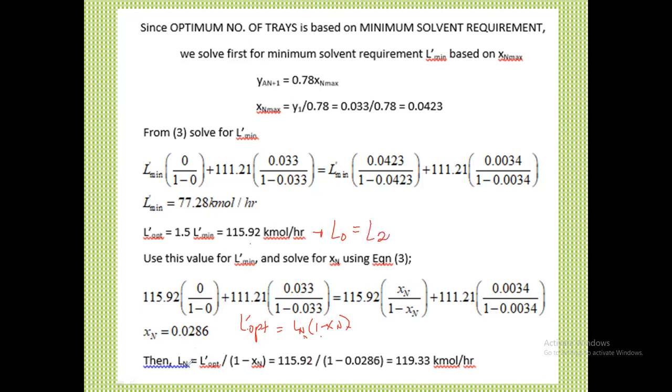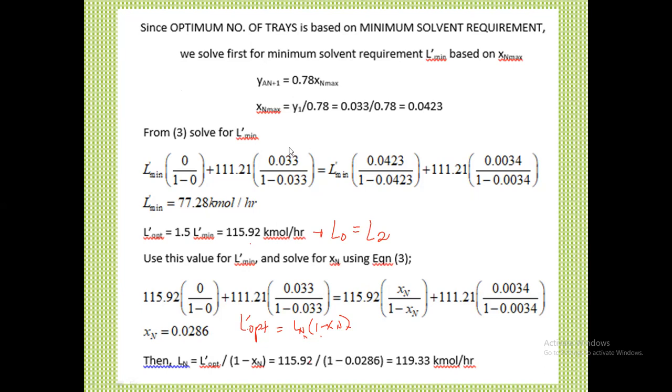Why compute the new L sub n? Because you have a new L sub 2. You will need this in determining the gas absorption factor A. So as such, it is needed that you determine it. Do you have any questions before I go to the next slide?